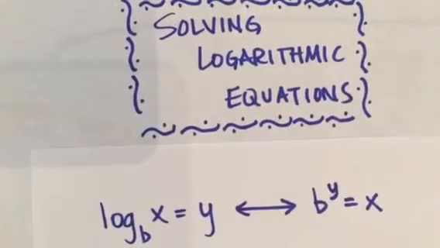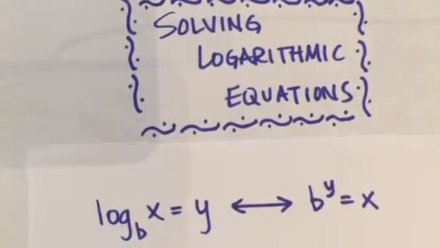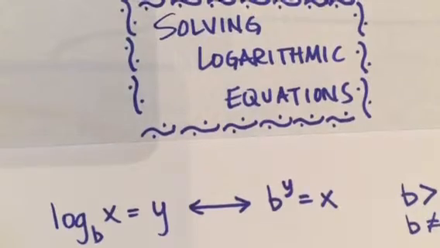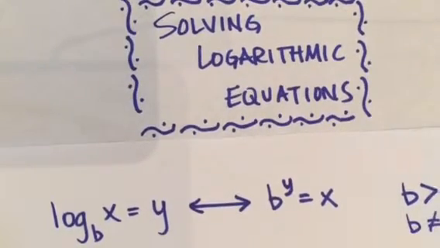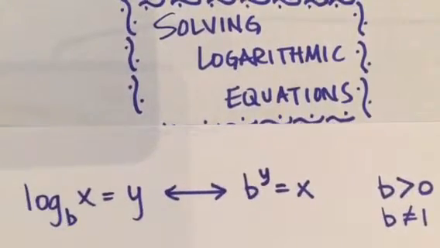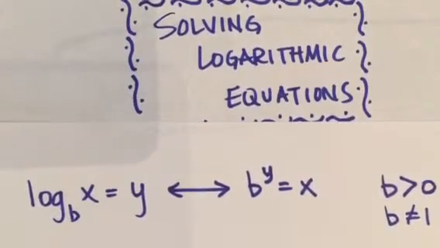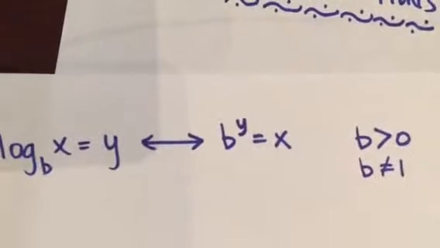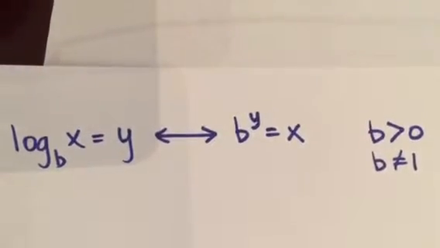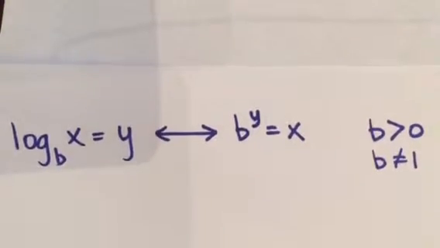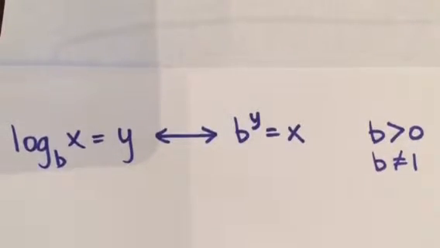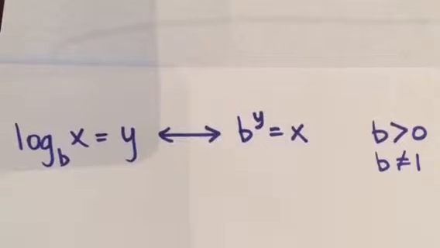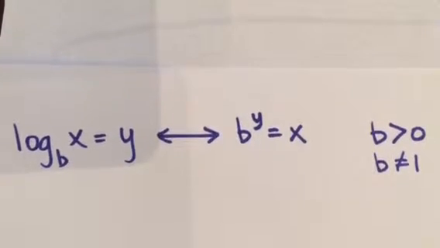Now this is true with a couple of caveats. One is, recall that our base has got to be greater than 0. It cannot be 0 itself, and it cannot be something negative. And the other thing is our base cannot be equal to 1. And that usually isn't a problem in solving our equations, but it's something to remember.